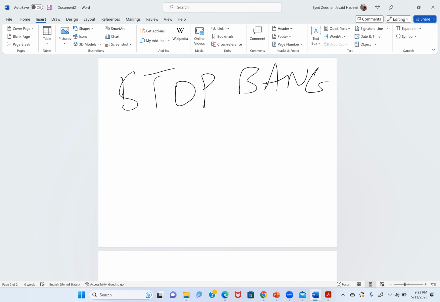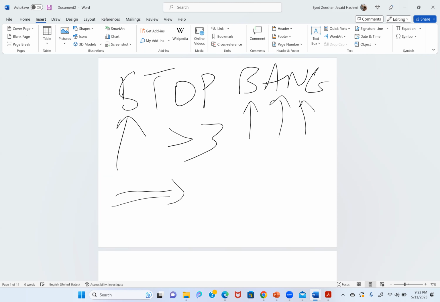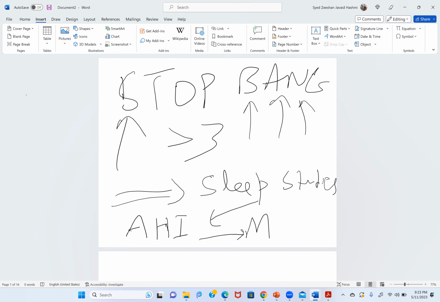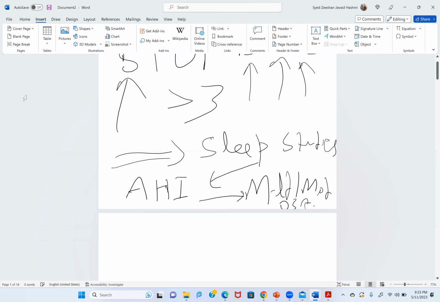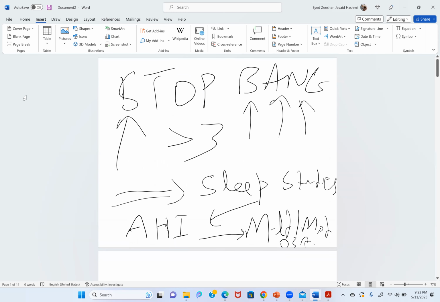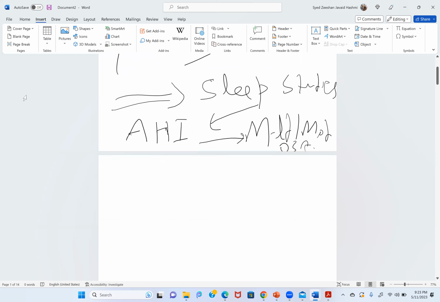So you will say, for example, you have a score of more than 3. The patient has snoring, BMI is high, age is high. Then there are chances of OSA, so you will send the patient for sleep studies, polysomnography, and then you will get the AHI, and then you will classify it as mild, moderate, or severe OSA.